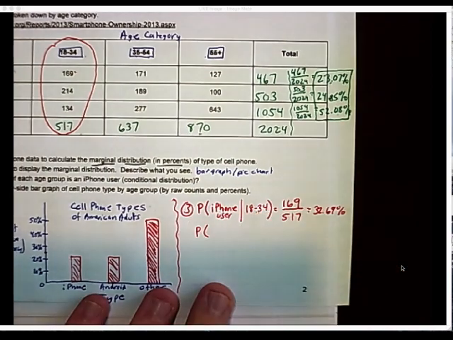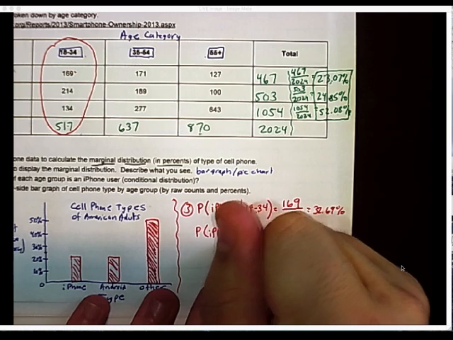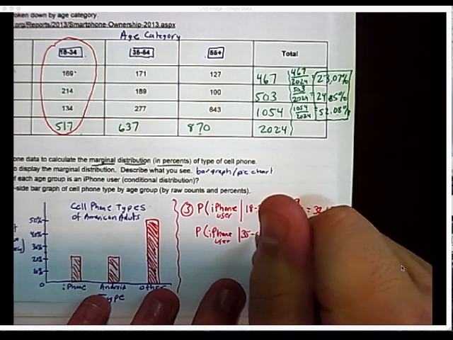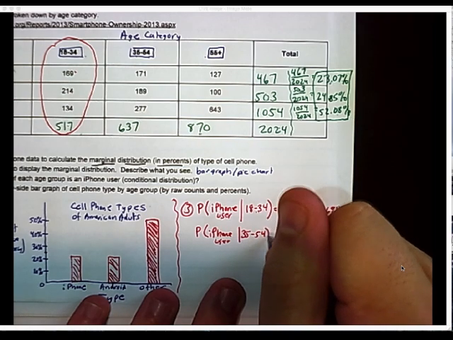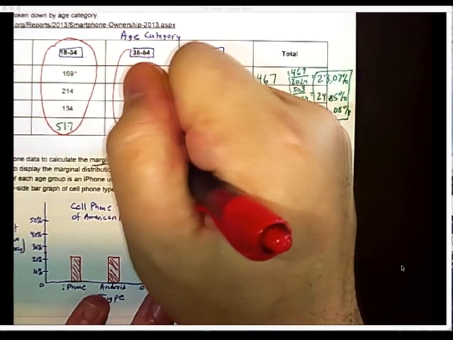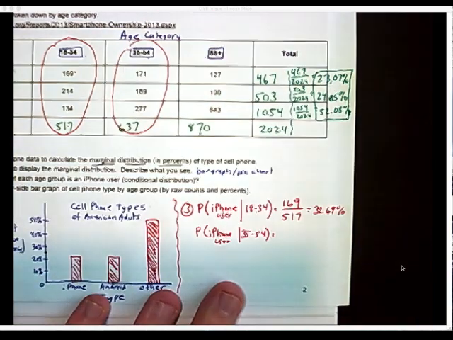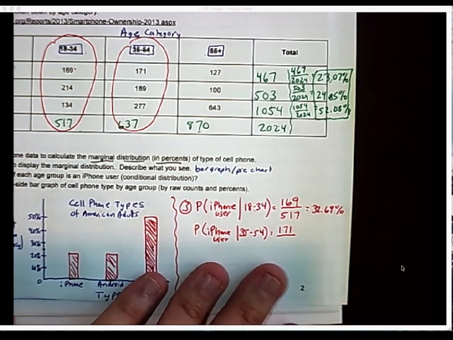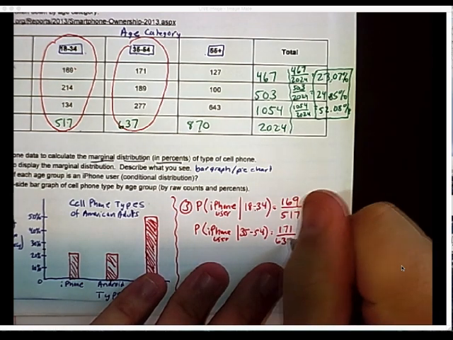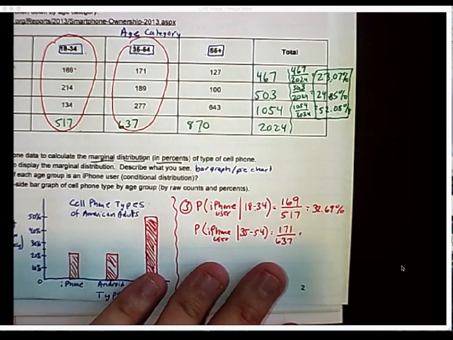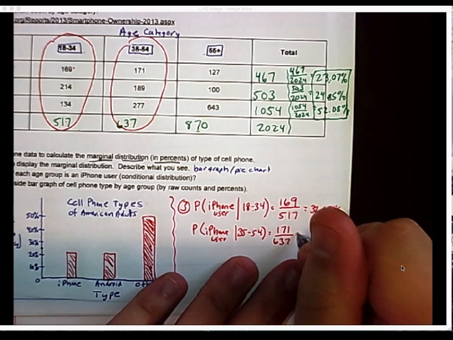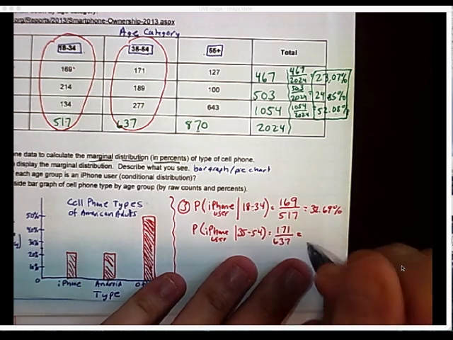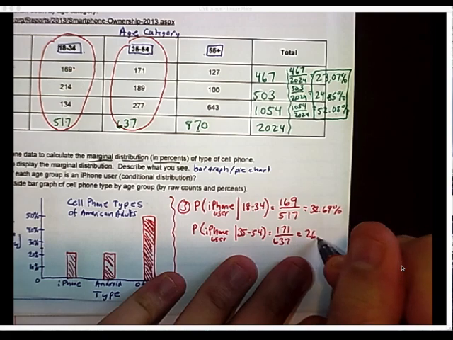Let's find the probability that the person's an iPhone user given that they're in the 35 to 54 age group. So now we're going to focus our attention on this column. Of those, there's 171 iPhone users out of 637. So even though there's more users in the 35 to 54 age group, there's a smaller percentage, 26.84%.